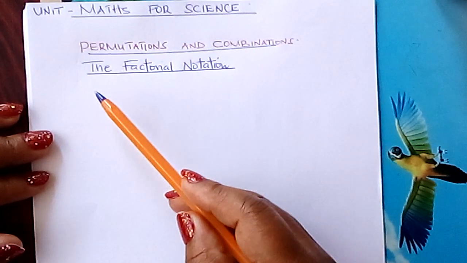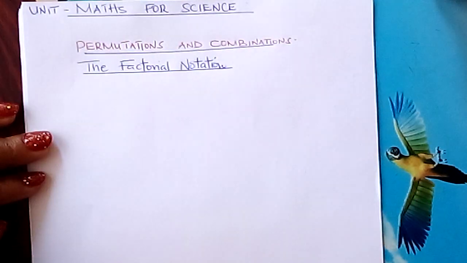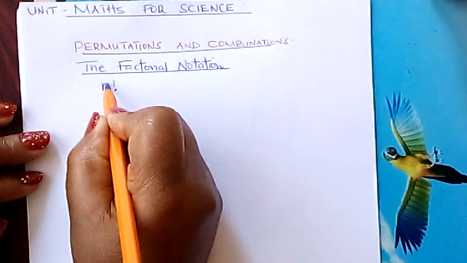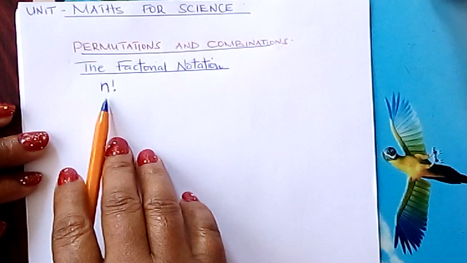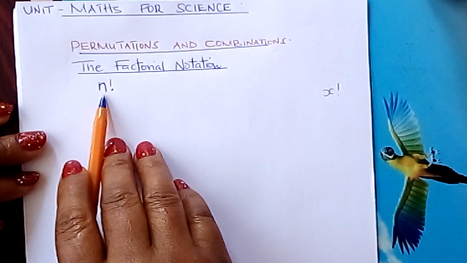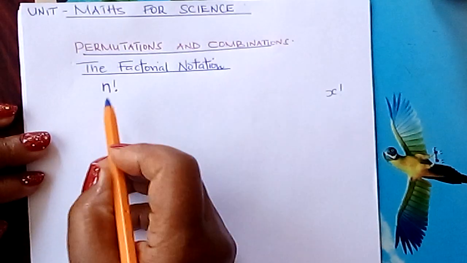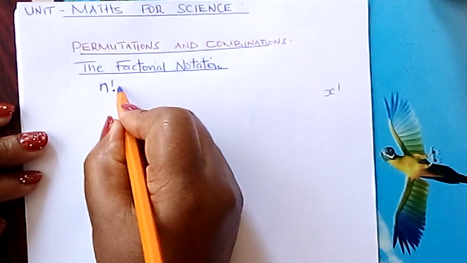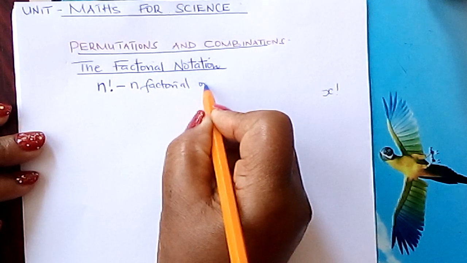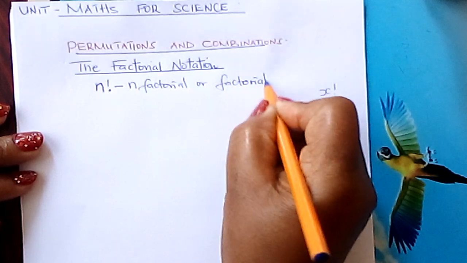So learner, what is a factorial notation? How is it symbolized? The factorial notation, learner, is symbolized as n factorial. In the calculators, you'll meet it as x factorial. So the symbol for the factorial notation is n with an exclamation mark there. We read it as n factorial or factorial n.